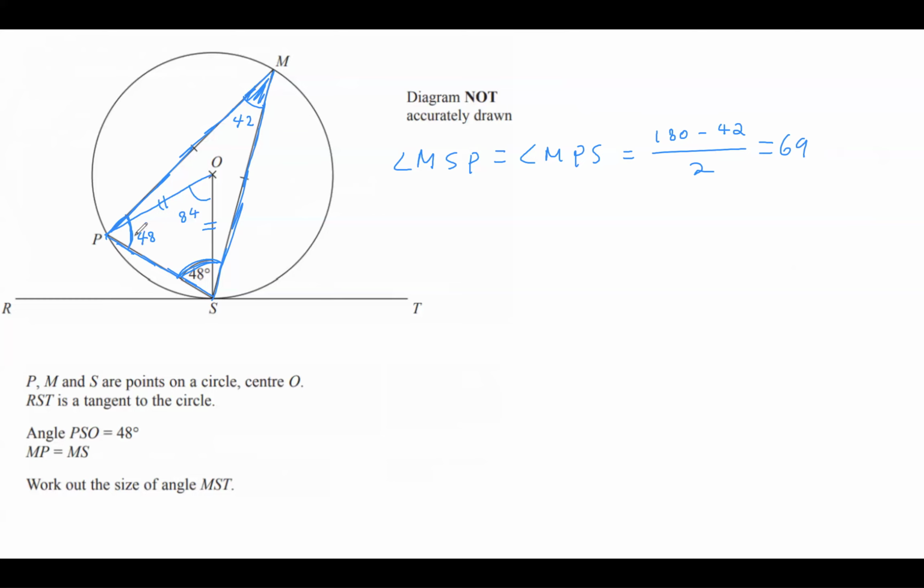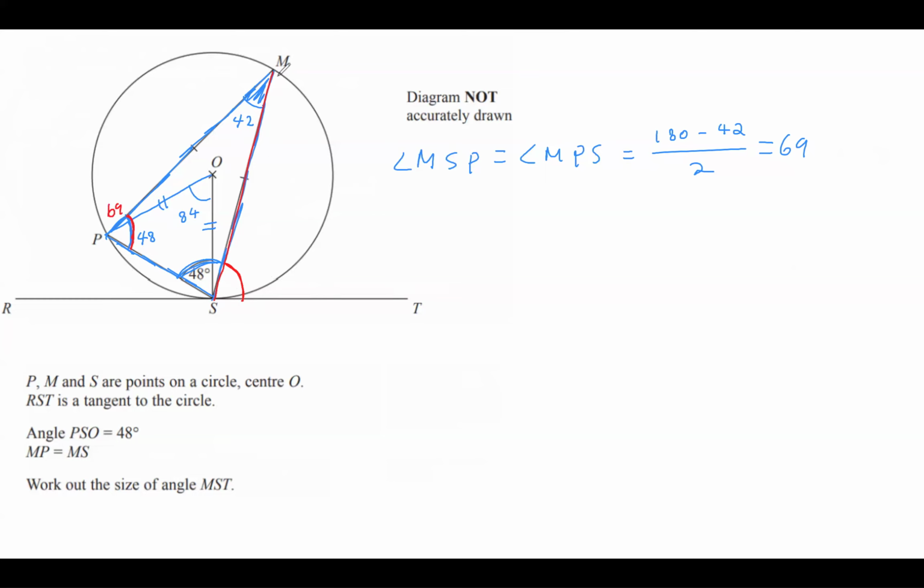Now, this whole angle is 69 degrees, which brings us to an interesting circle theorem, and that's going to be the alternate segment theorem. Because if you think about it, we have a chord over here, and we are going to have this angle over there. So how does that help us? Well, we're trying to work out angle MST. Well, I know this whole angle is 69 degrees.